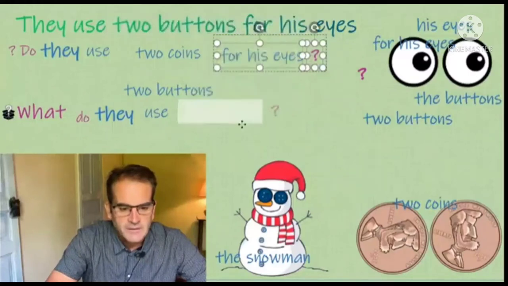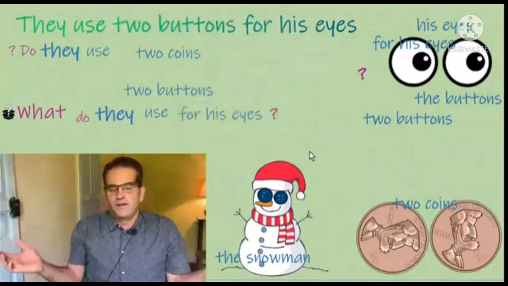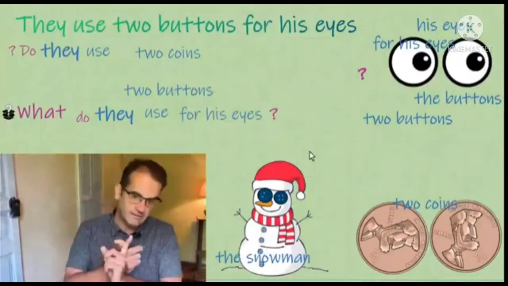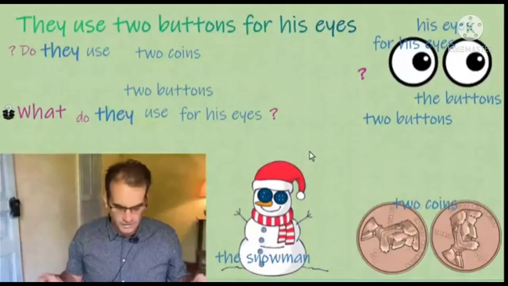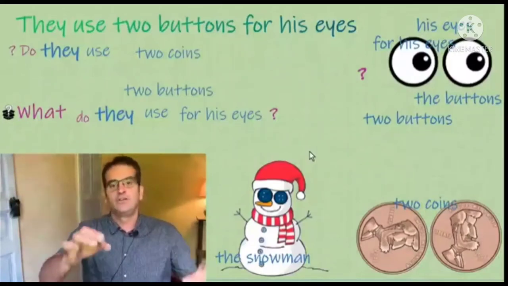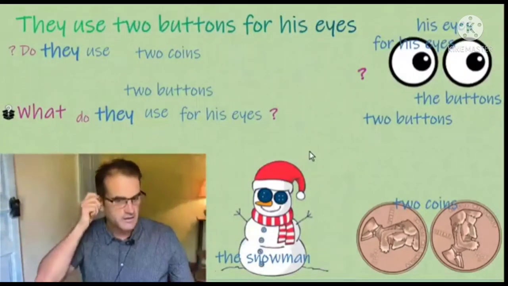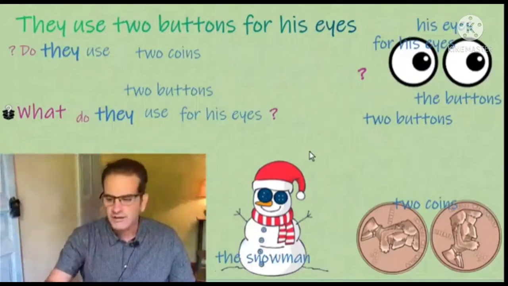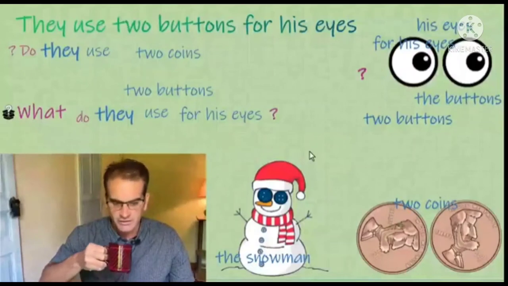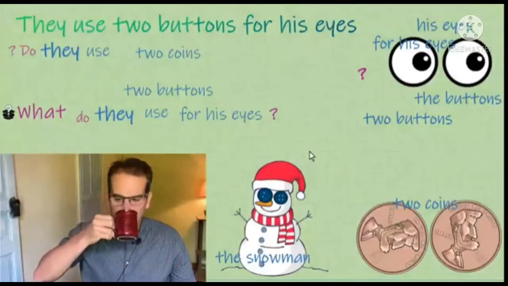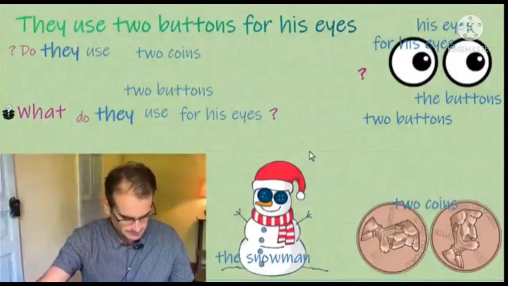So what do they use for his eyes? Do they use coins? Do they use buttons? What do they use for his eyes? They use two buttons for his eyes. They don't use two coins. They use two buttons.